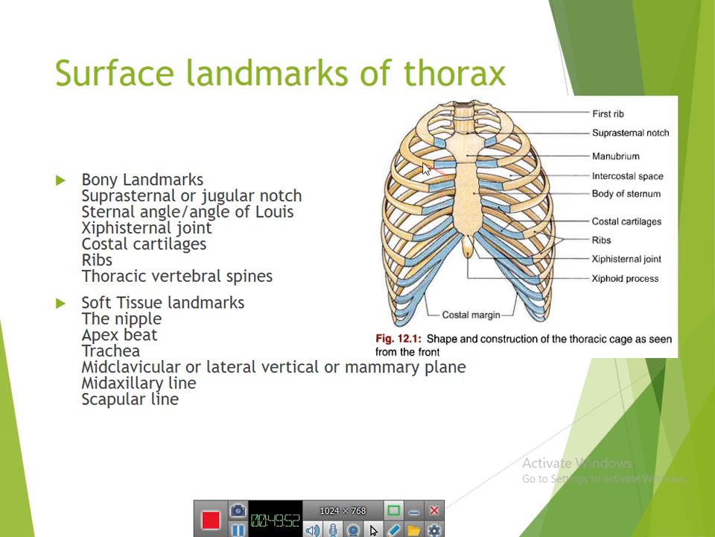Costal cartilages are located between the ribs and the sternum, anteriorly. The second costal cartilage here is attached to the sternal angle. Here is the sternal angle, and the second costal cartilage is attached to it.